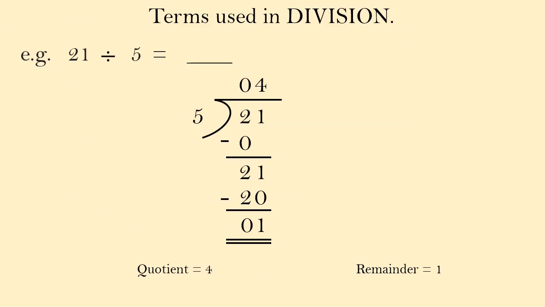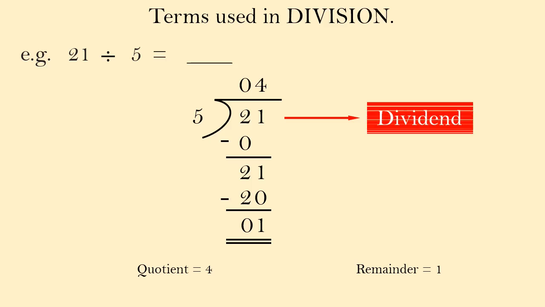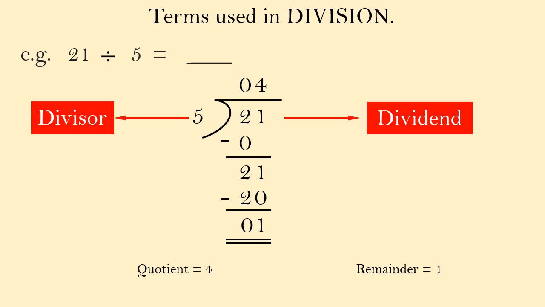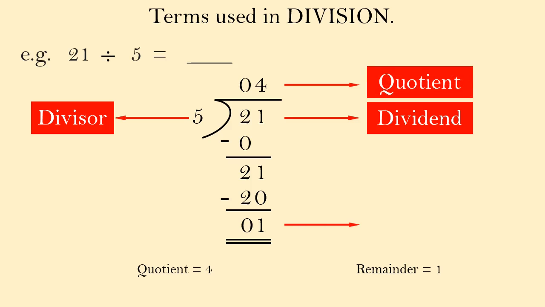So what are the terms used in division? In the example I've shown you, 21 divided by 5, 21 here is the dividend. Number 5 is the divisor. The number that we get on top is the quotient. And if we have something that is left over, that is the remainder. So in this case, 1 is the remainder and 4 is the quotient.